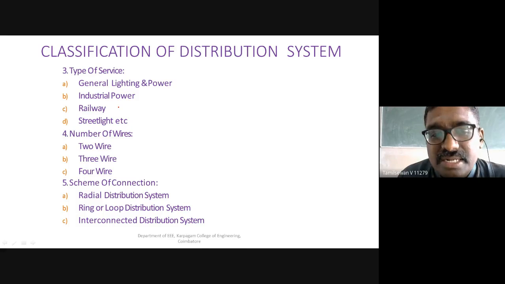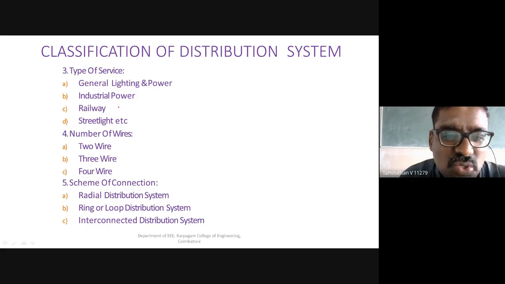Depending upon the number of wires, distribution systems are classified as 2-wire, 3-wire, or 4-wire systems.